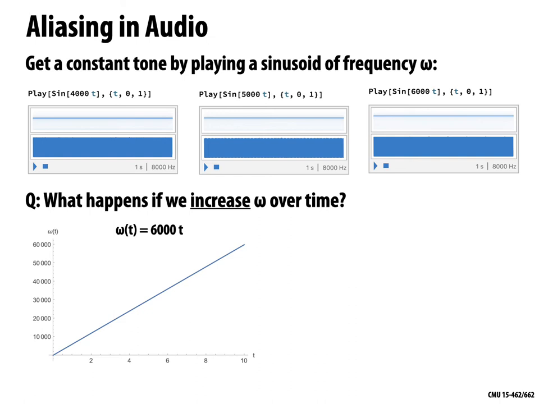Okay, my guess is that it would sound like a rising pitch, right? It would start out low, and then as time goes on, it'll get higher and higher and higher, right? Just like we see in this plot. So let's try it out. Let's play the sound sine omega t.